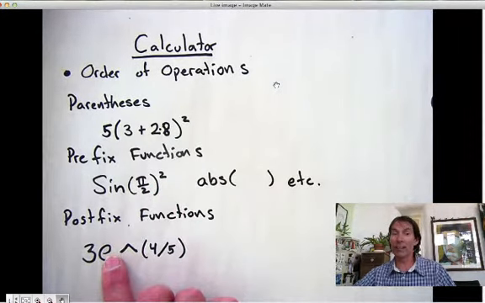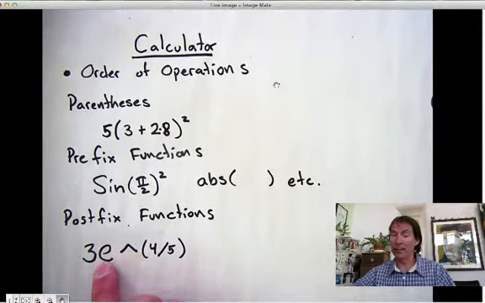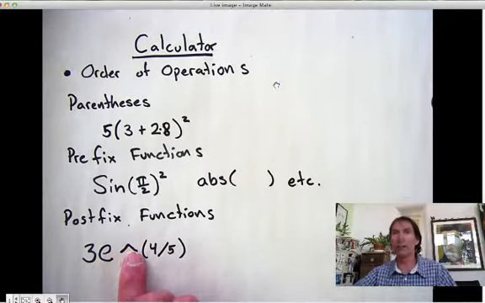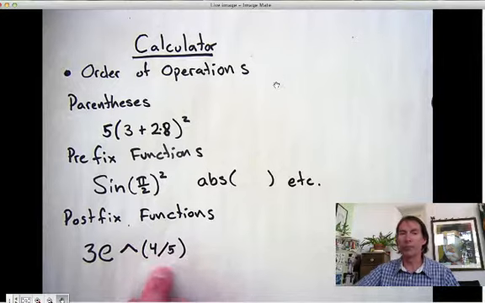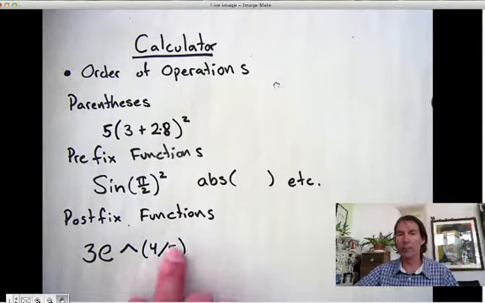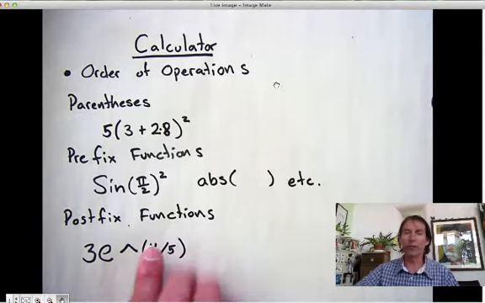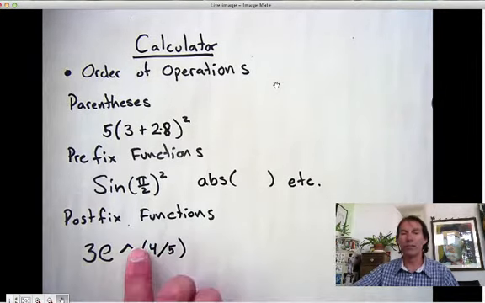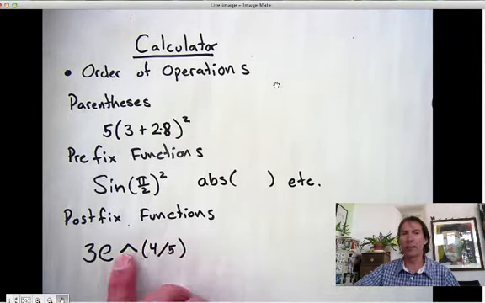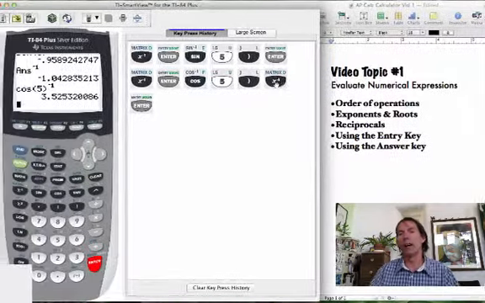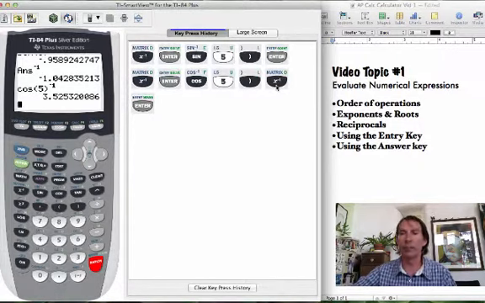So in this case, the 3 is multiplied, that's just multiplication, but the e has a postfix function, e raised to a power. So first of all, we would do the parentheses, and then the e would get raised to that power. So that's what your calculator would do. It would figure that 4/5, raise e to that power, and then multiply by 3. So that was a quick review of the order of operations.